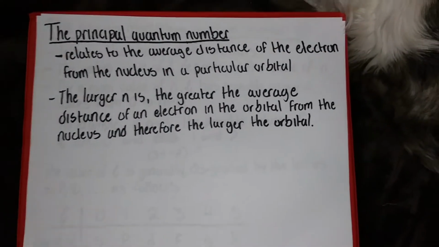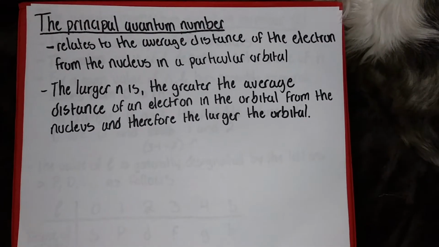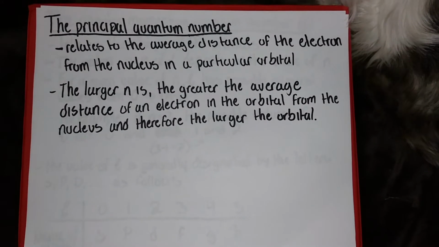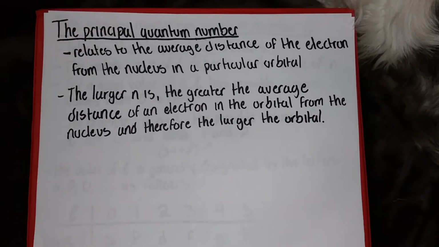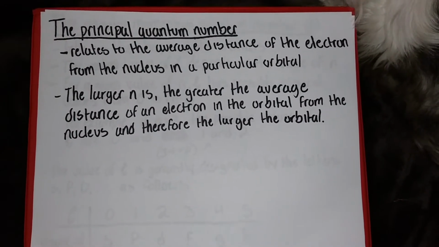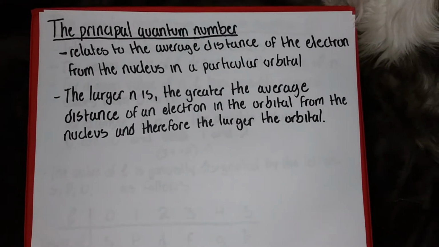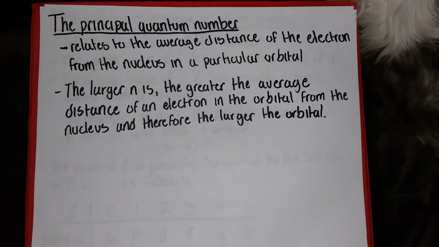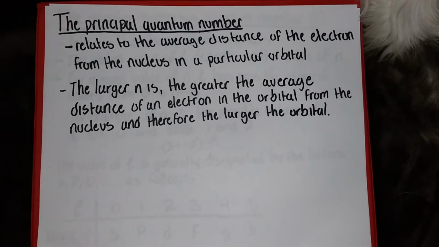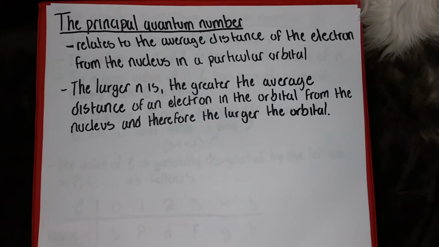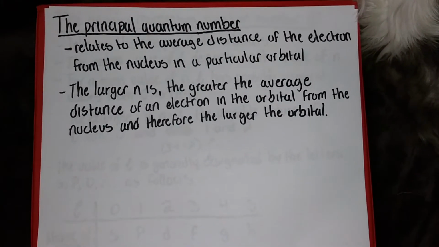To start off, we start with the principal quantum number, which relates to the average distance of the electron from the nucleus in a particular orbital. The larger n is, the greater the average distance of an electron in the orbital from the nucleus, and therefore the larger the orbital.